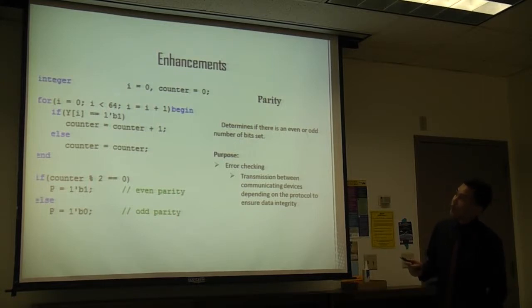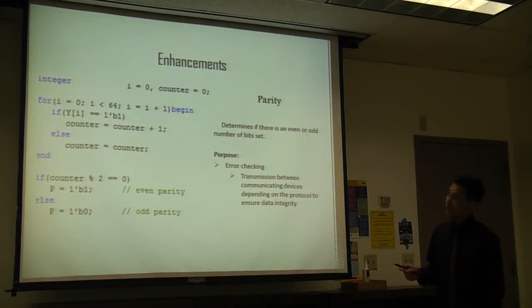So we have a counter, or integer I, and a counter. We had a for loop that basically goes through all the bits inside of the register. So we have the Y register, and it checks if the content is 1. If the content is 1, then the counter increments, or else the counter stays the same.